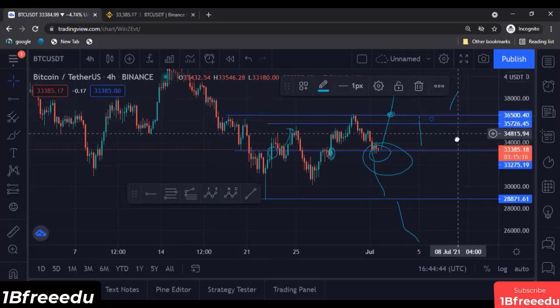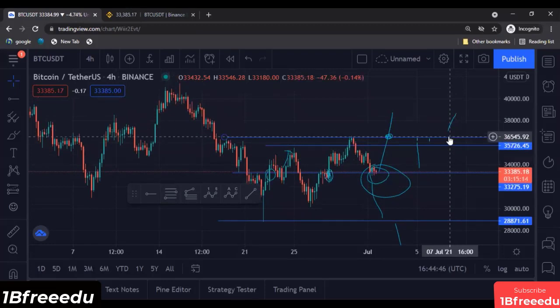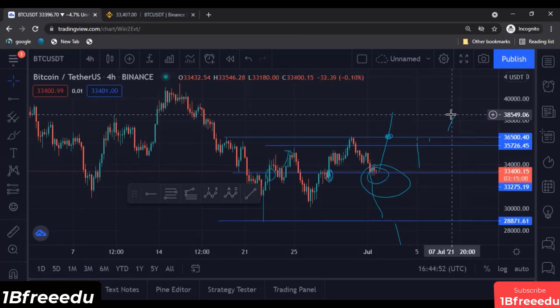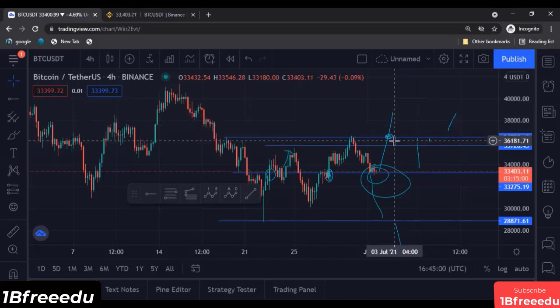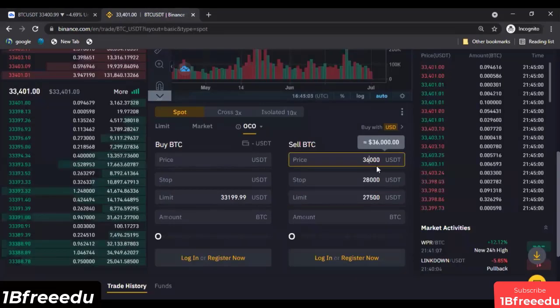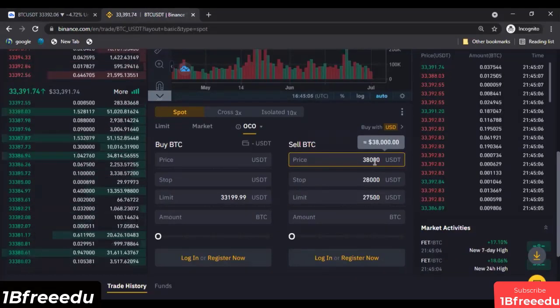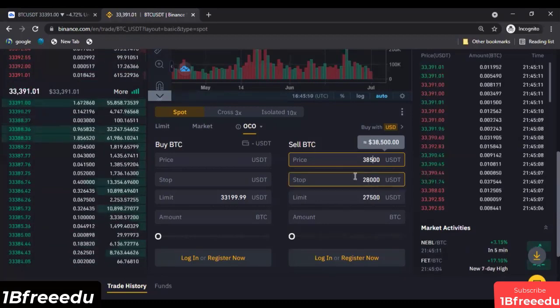Now you know that there might be a breakout at this point. So if there is a breakout, you want to sell all your BTC at the higher price range, let's say at 38,500 right here. But you also know that this is the resistance, so the price might come down. So what you can do is say that my selling price is 38,500 if this breaks out.